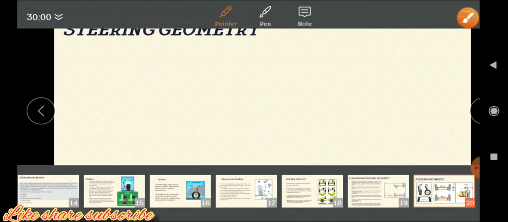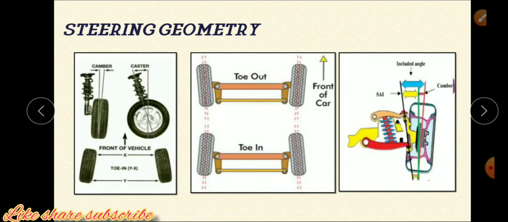Lastly, we have already seen all the steering geometry related to the camber angle from the vertical, an angle provided to the wheel in the outward direction. The caster angle is the angle from the vertical to the stub axle, positive and negative. Toe in and toe out refer to the front side. Toe out means pointing towards the outside, and toe in means pointing towards the inside. And the kingpin inclination, or included angle, and the camber. So these are the steering geometry.